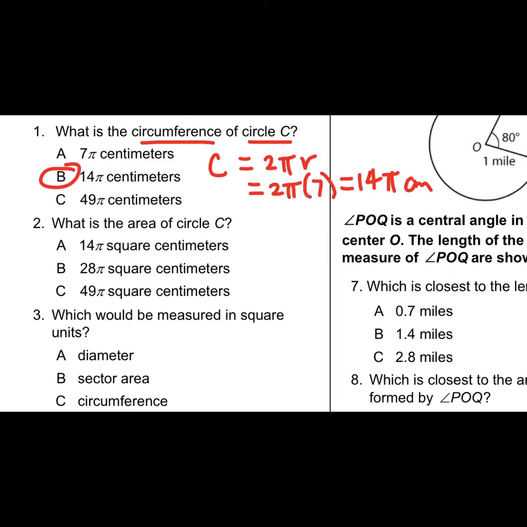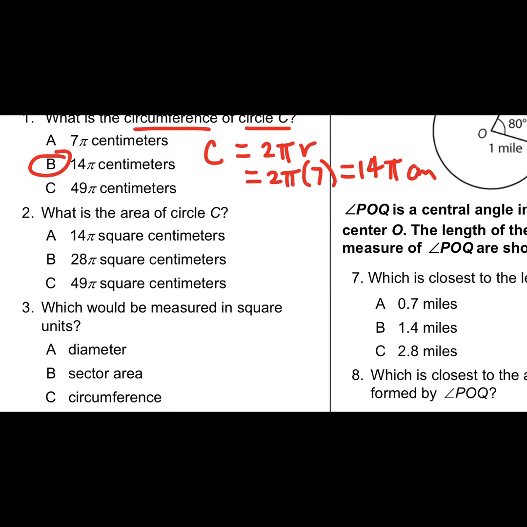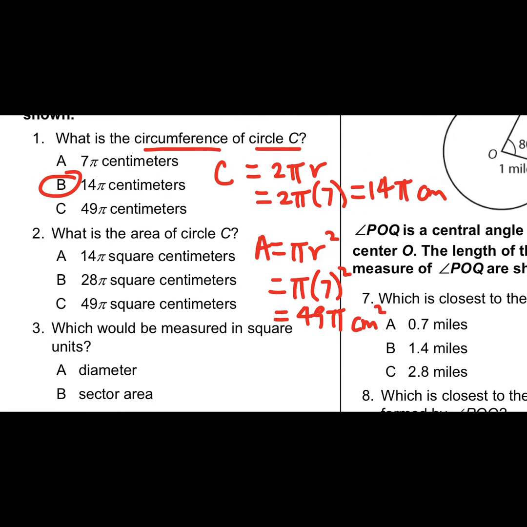Number 2, what is the area of the circle? So we know that the formula for the area of a circle is pi r squared. And again, the radius is 7, so we're going to substitute that in. And 7 squared is 49. So we have 49 pi, and then we got to add the unit, which is always square for area. So that is answer C for number 2.